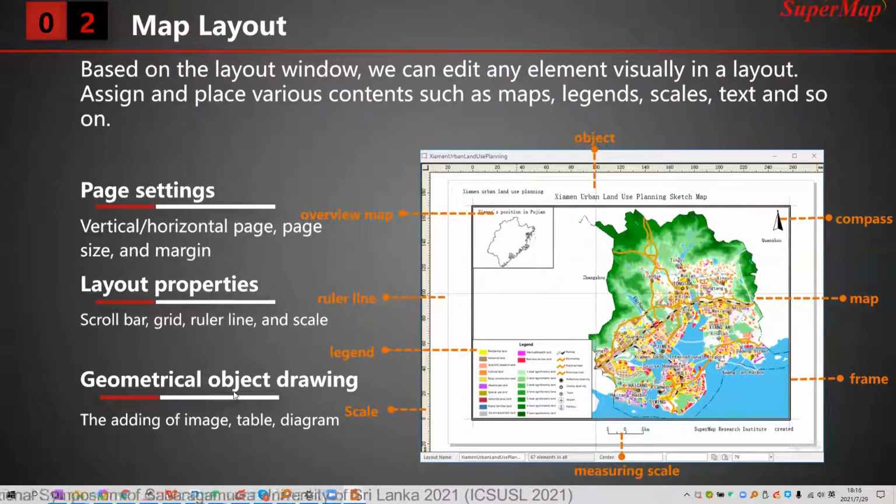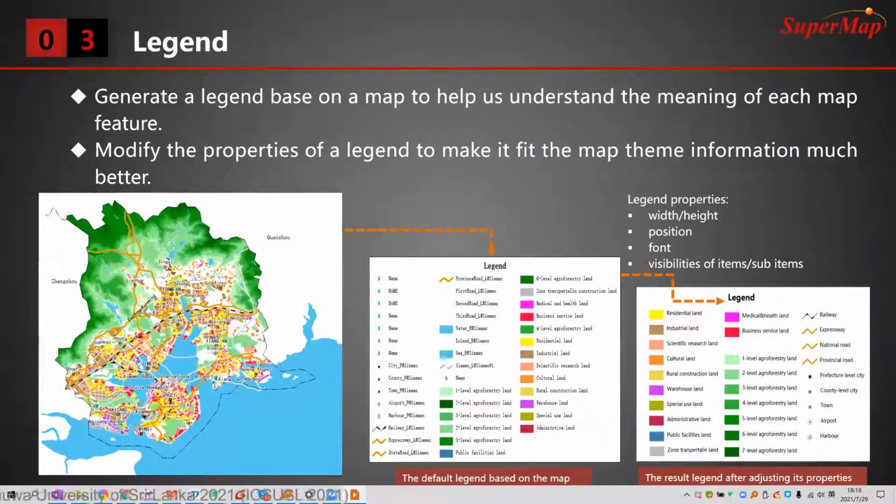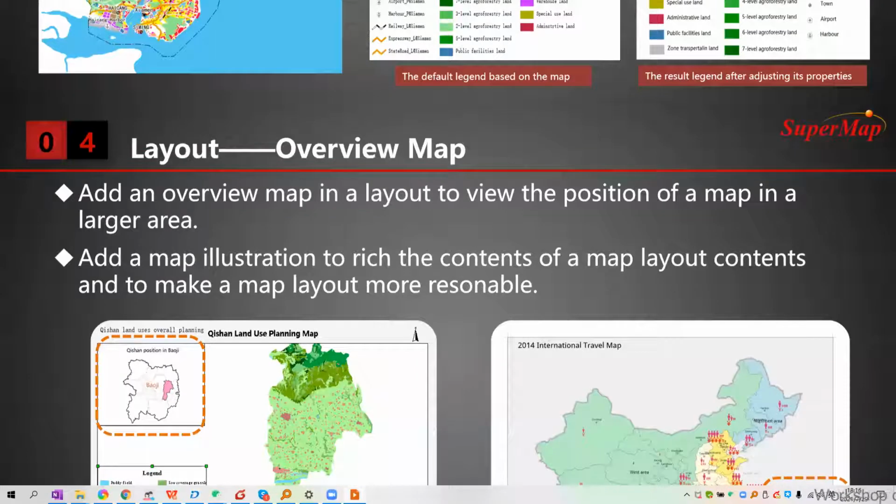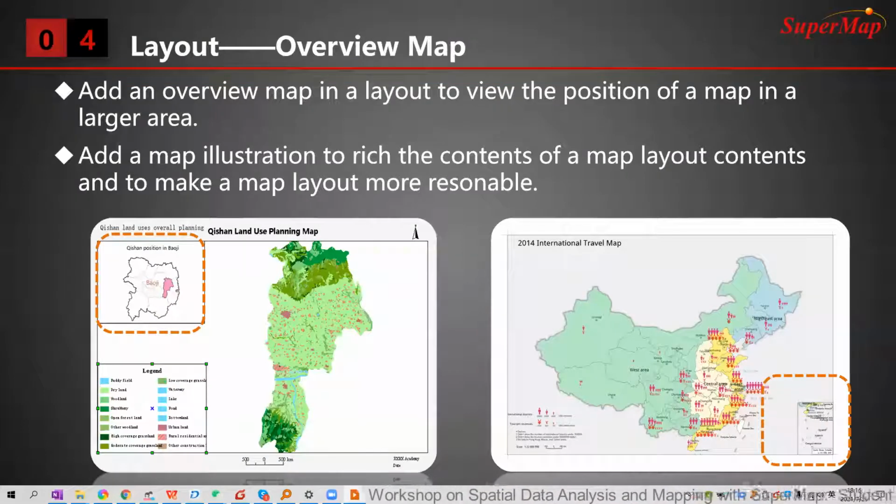And for legend, we can generate a legend based on a map to help us understand the meaning of each map feature, and modify the properties of a legend to make it fit the map theme information much better. And the overview map is actually another map, and the overview map in a layout is used to view the position of a map in a larger area. We also need to add a map illustration to enrich the content of a map layout and to make a map layout more reasonable.